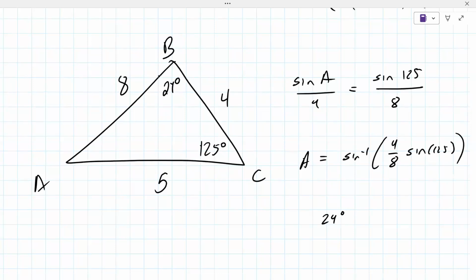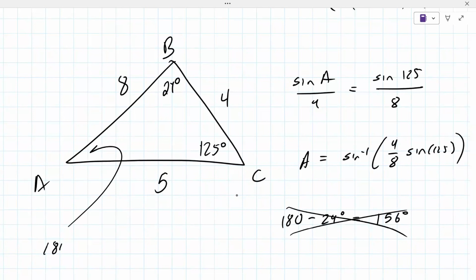Now you can do the whole thing where you subtract from 180 and you get 56 degrees. But when you add the other one here, 125, you realize, oh, that won't work. So there's only the one triangle. And then to find the third angle, you just subtract the two other angles from 180. You never use law of sines again. If you do, you'll be like, why did I do that?